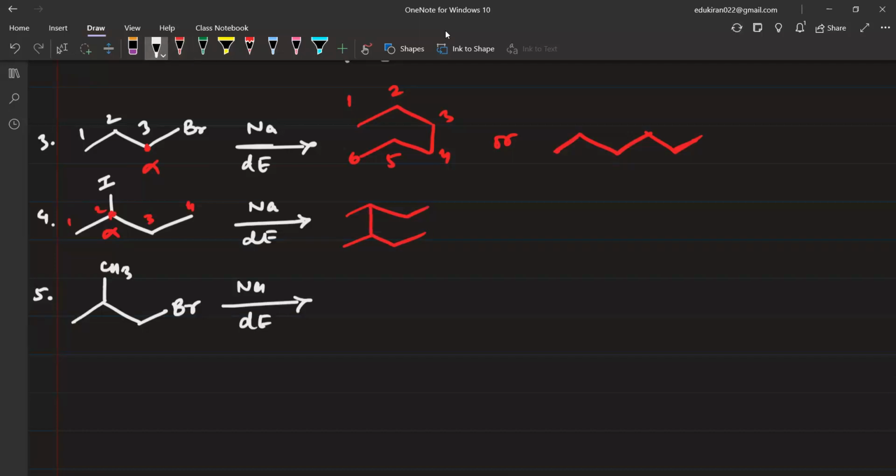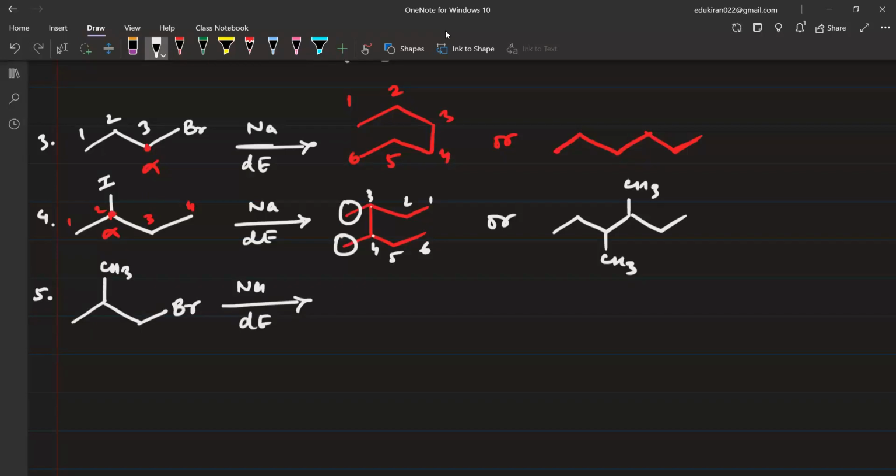Now, when I'm numbering, I will start from the larger number of carbon atoms. So here we have more, 1, 2, 3, 4, 5, and 6. The second carbon atom is not having anything. Third carbon atom is having CH3. Fourth carbon atom, see here. Third carbon atom, CH3. Fourth carbon atom, CH3. The CH3 and CH3 will be on the third and fourth carbon atoms.